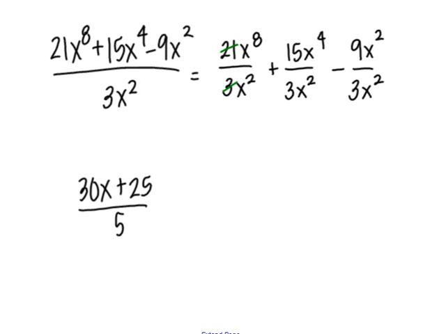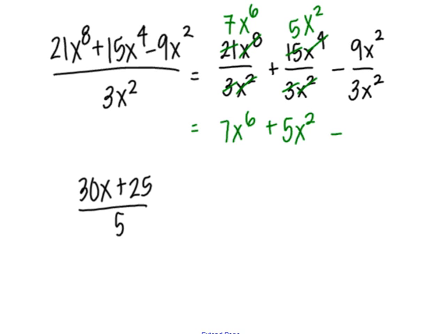3 goes into 21 7 times. Subtracting the exponents, 8 minus 2 gives me 6. So this term would be 7x to the 6th. 3 goes into 15 5 times. Subtract your exponents, 4 minus 2 gives me an x to the 2nd. Bring down your minus. 3 goes into 9 3 times. An x squared and an x squared cancel, so that would leave you with a 3. So your answer is 7x to the 6th plus 5x squared minus 3.